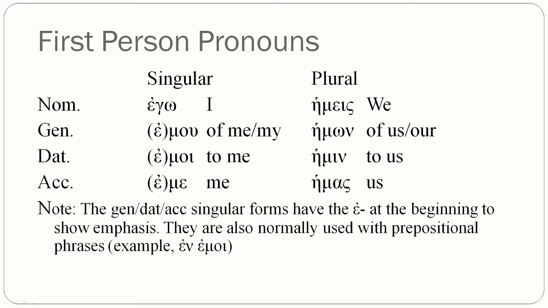All right, so there is the chart of the first person pronouns. Again, take note of the note that I have at the bottom about those emphatic forms, showing emphasis, and also with prepositional phrases. You've got a couple of alternate forms in there with the singulars, but they're pretty easy, just putting an epsilon at the beginning. Note that only takes place in the genitive, dative, and accusative. That does not happen in the nominative. The nominative never drops off the epsilon. It is always ego in the nominative, whether you are using it for emphasis or not.